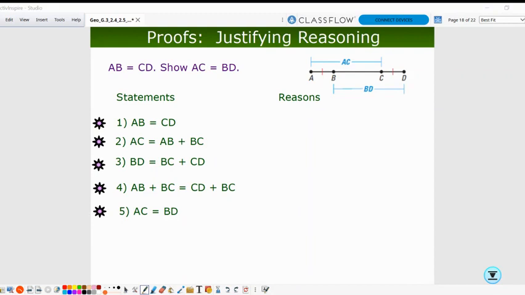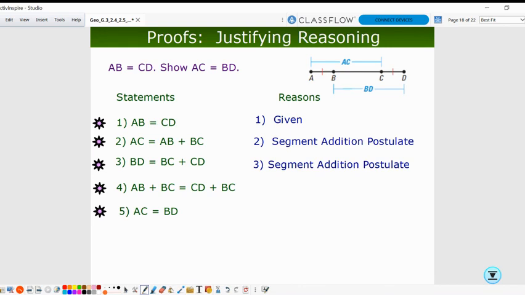Let's justify segment addition. Next, we have AB equals CD, that's marked on my diagram. And we need to show that the segment AC is equal to the segment BD. Our first statement is given to us, and our second and third statements are the segment addition postulate. AC is equal to AB plus BC. BD is equal to BC plus CD.